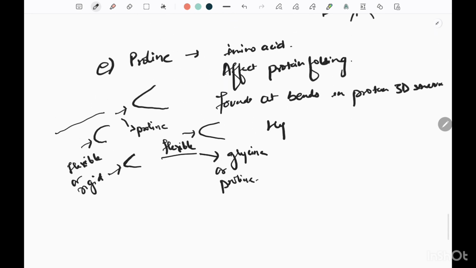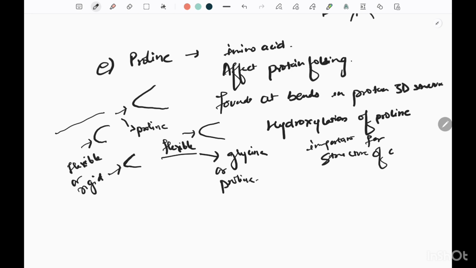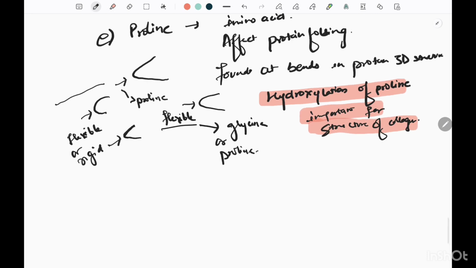Also, remember this part: hydroxylation of proline is important for the structure of collagen. I'm going to highlight this part because this might be asked, because questions on collagen usually come, and proline plays a very important role in it. Okay.